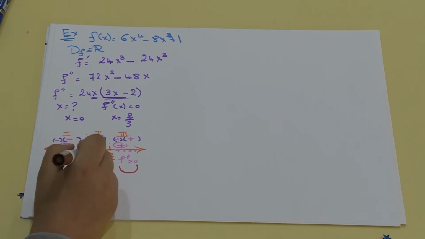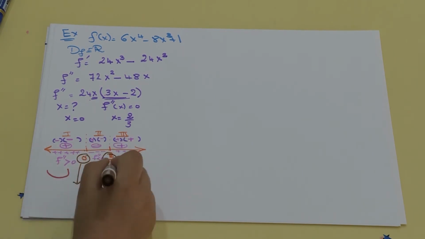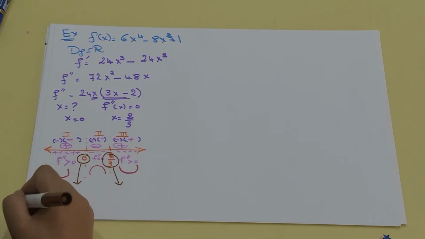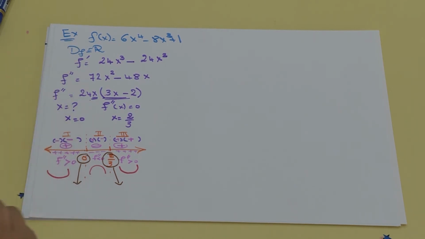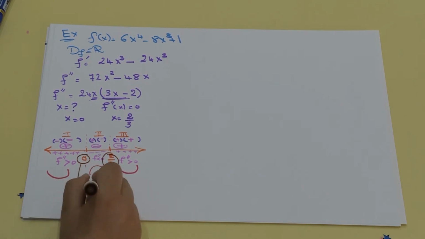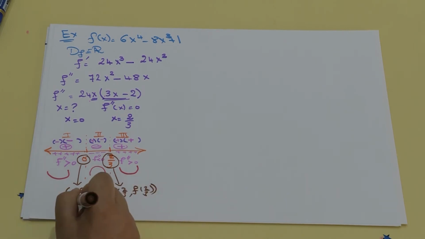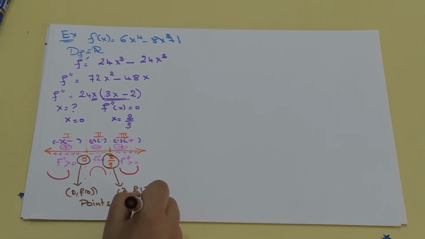Now, let's look at these values. Do they belong to the domain of the function? Yes, they belong to the domain of the original function. So we can call them points 0 and f of 0, 2 over 3 and f of 2 over 3. These two points are points of inflection.